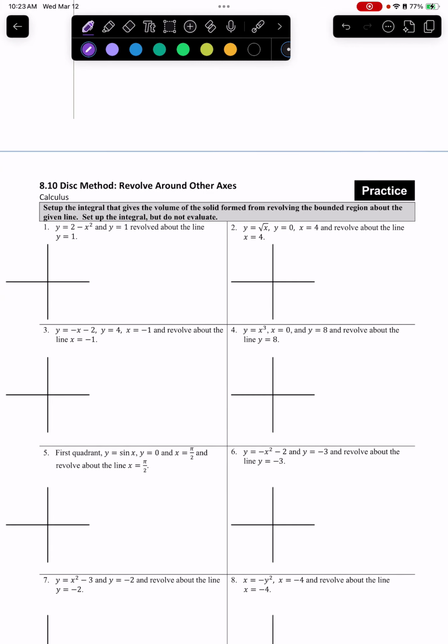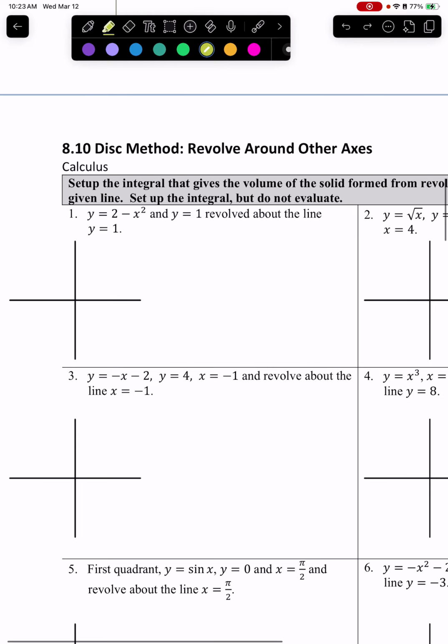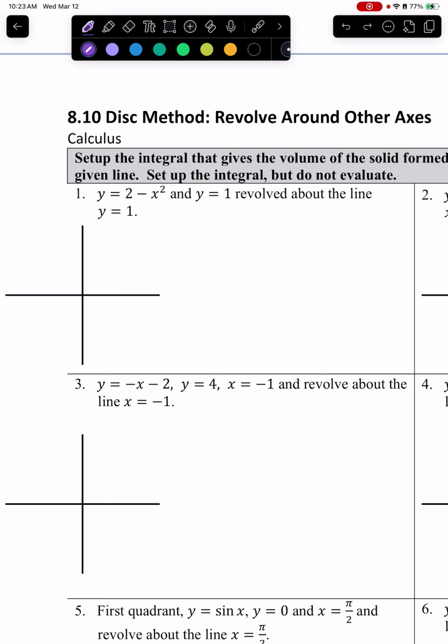Alright, in this video we are doing the same disk method, but this time it's being rotated about another axis. But you'll notice there's something in common with all of these, and it will help you understand why disk method is appropriate, not washer method. So first let's start graphing.